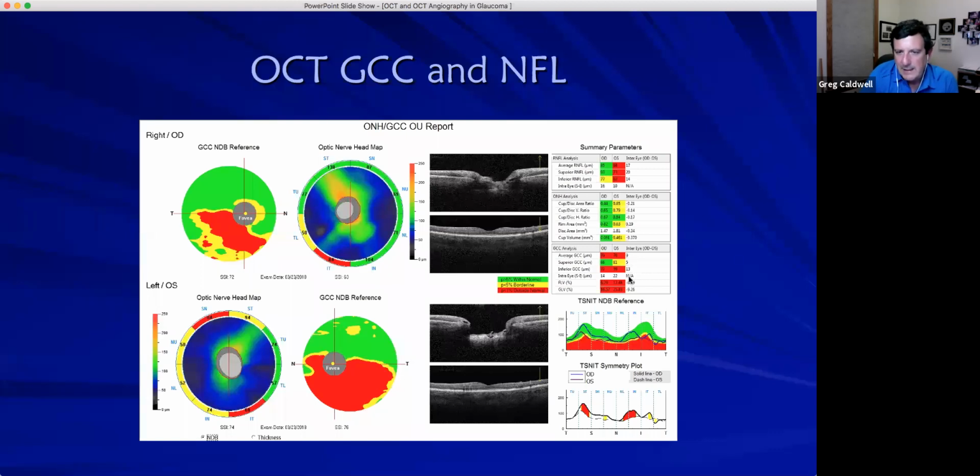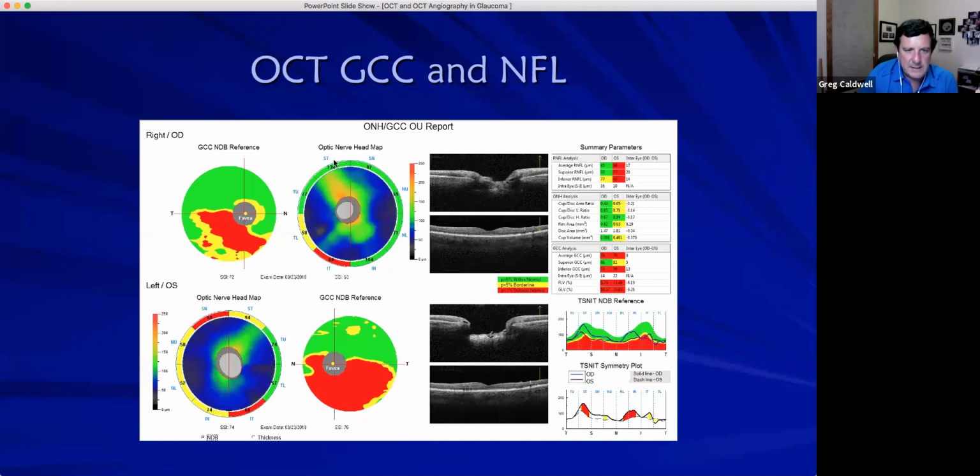Again, highlighting the asymmetry, this being worse in the left eye than the right eye. You can see even the optic nerve head analysis is flagging it as yellow. Jumping up here to the retinal nerve fiber layer, look at the asymmetry: 17 microns, 20 microns, and 14 microns.